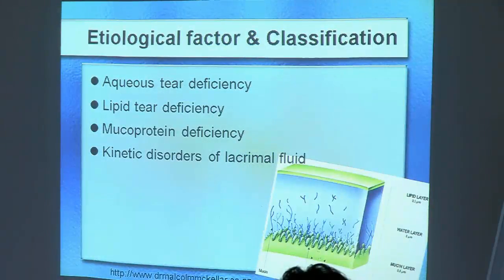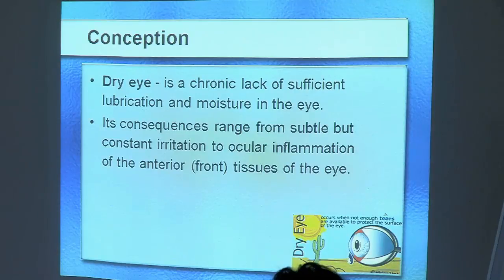So as I said, there are 3 types of mainly broad dry eye conditions. And the kinetic disorders obviously is if the tears are being impeded. So if somebody has got a blocked tear duct, then they can have problems as well. Any questions so far? No? Okay.